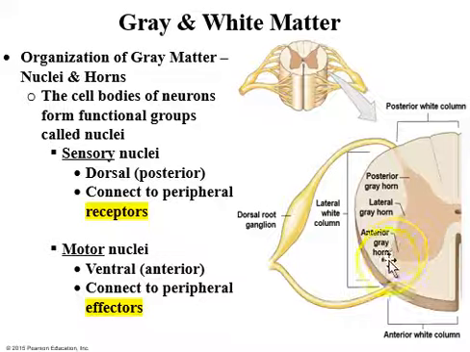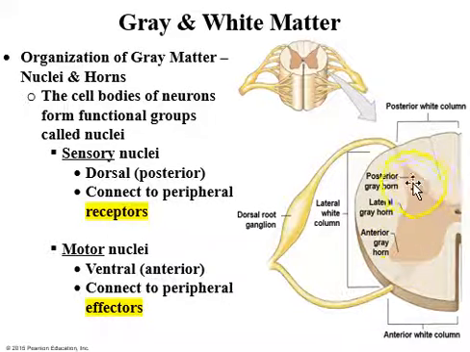And just as we saw last time, this anterior nerve root was associated with the motor. So therefore, the anterior gray horn is going to contain those motor nuclei. And remember, nuclei is just the name for a collection of cell bodies in the central nervous system. Okay, a collection of neuron cell bodies inside the central nervous system.